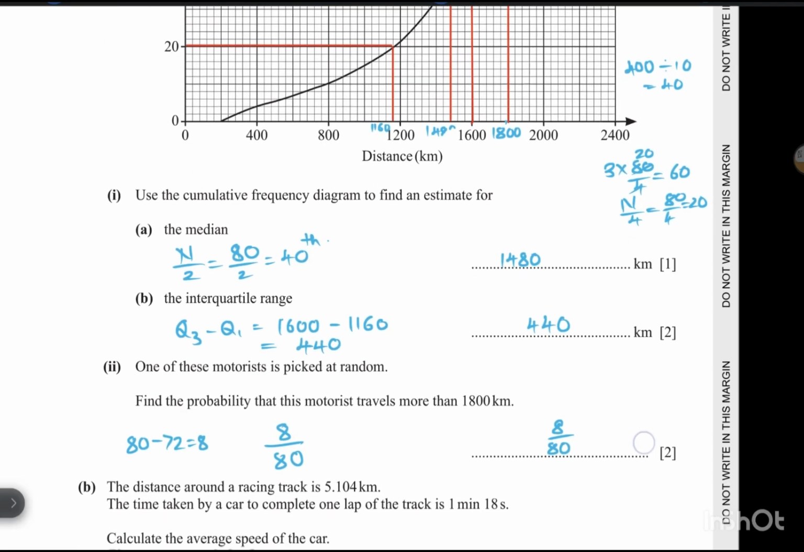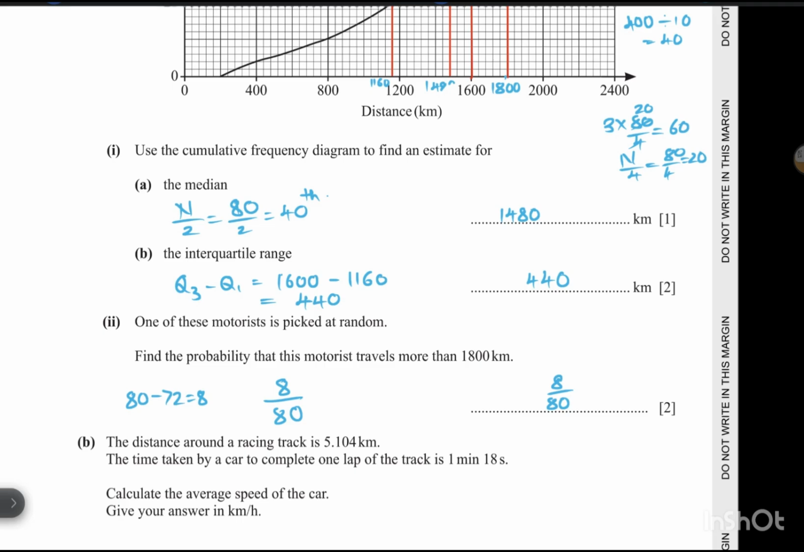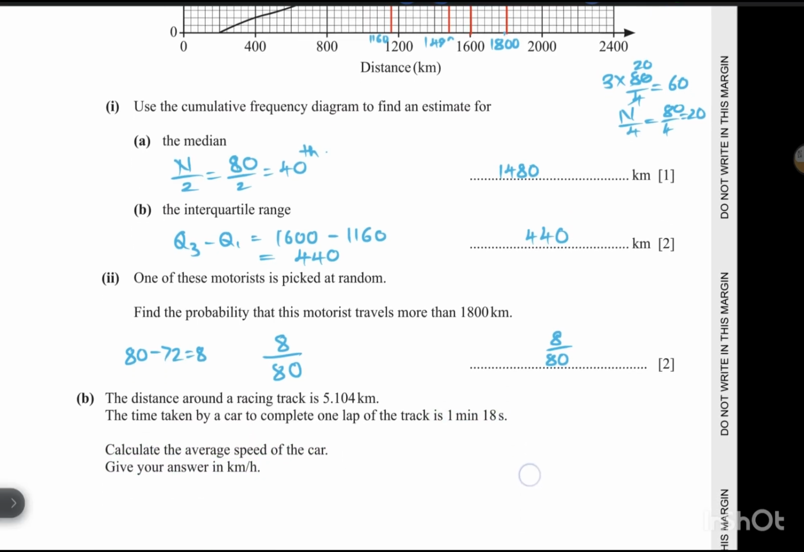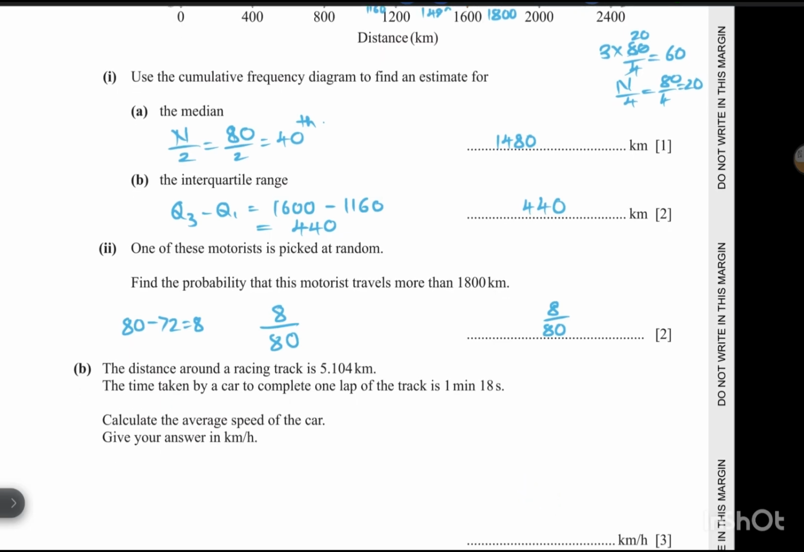Now question B. The distance around a racing track is 5.104 kilometers. The time taken by a car to complete one lap of the track is 1 minute 18 seconds. Calculate the average speed of the car. Give your answer in kilometers per hour. You need to find the average speed, and your answer should be in kilometers per hour, but the time given here is in minutes and seconds.